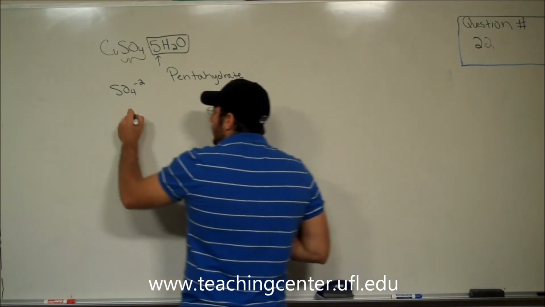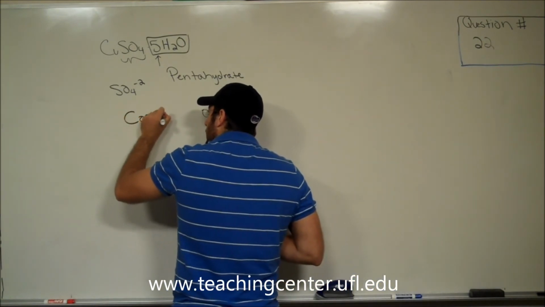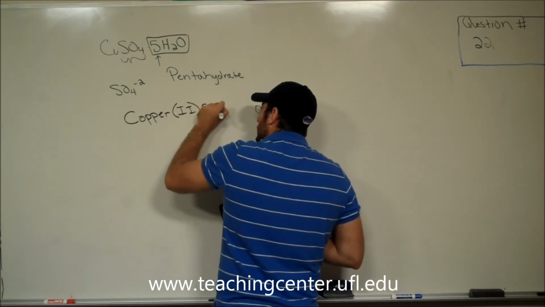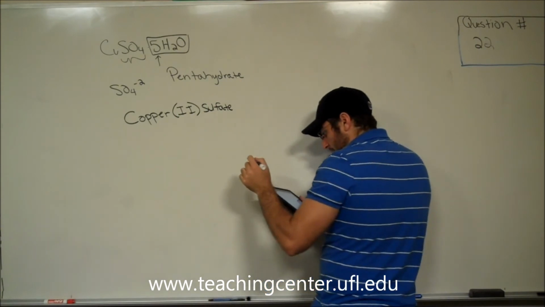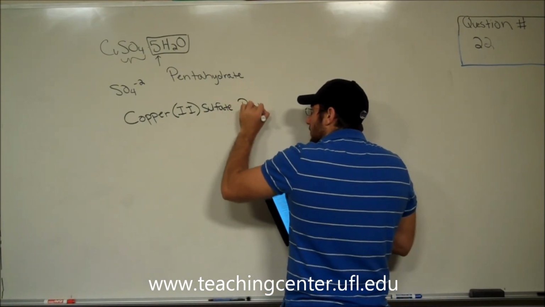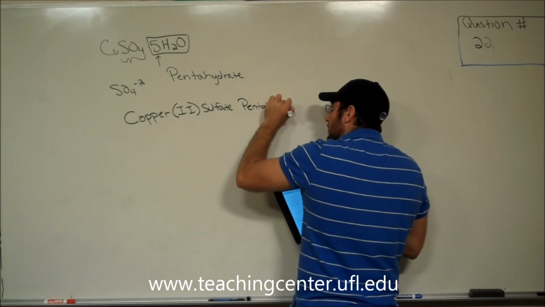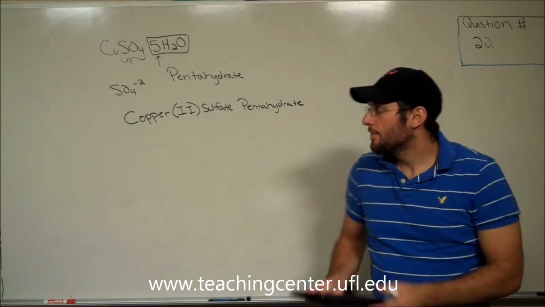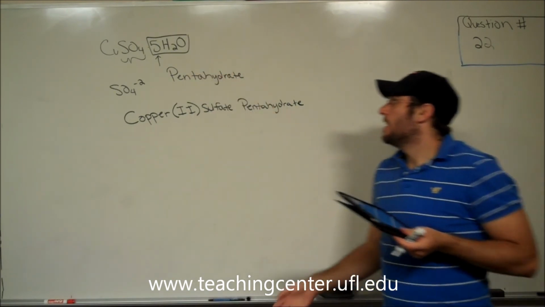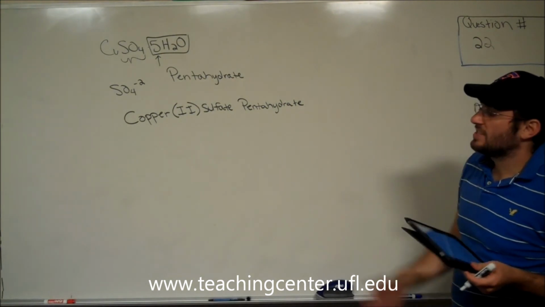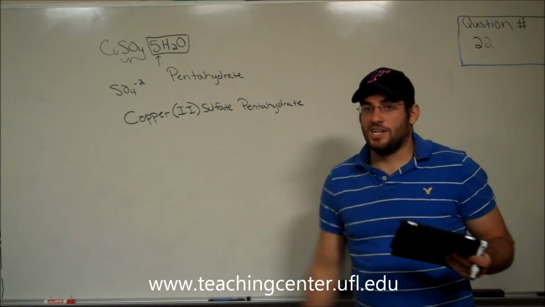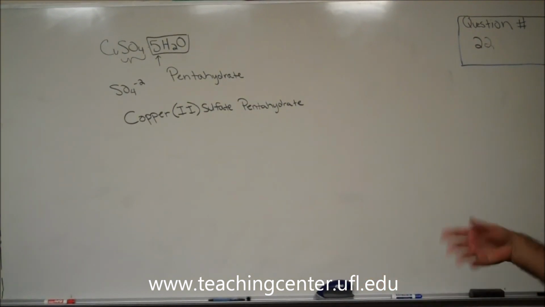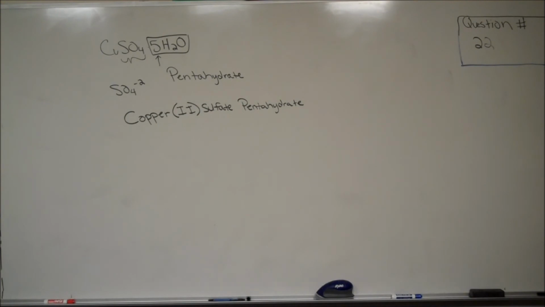So the answer here would be copper, Roman numeral 2, sulfate, pentahydrate. And that is answer choice number 2. So this is just another naming one. If it was 4 waters, it would be copper sulfate tetrahydrate, or 7, copper sulfate heptahydrate. So this is just one of those where you need to go through and practice the lists of di, tri, tetra, and so on.